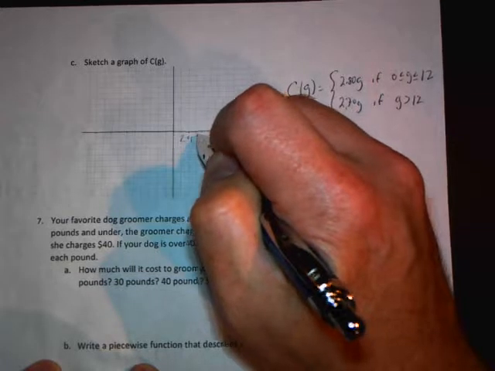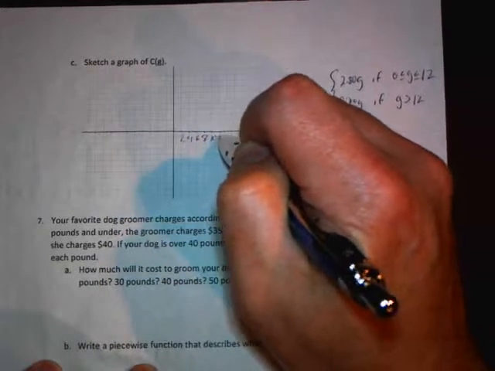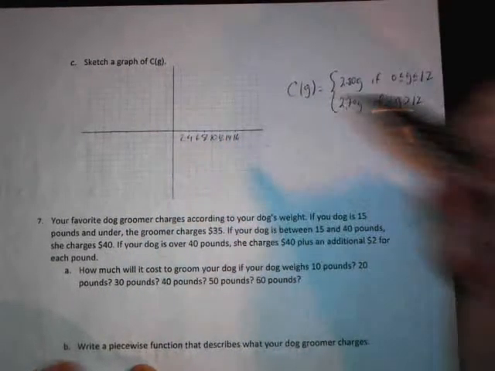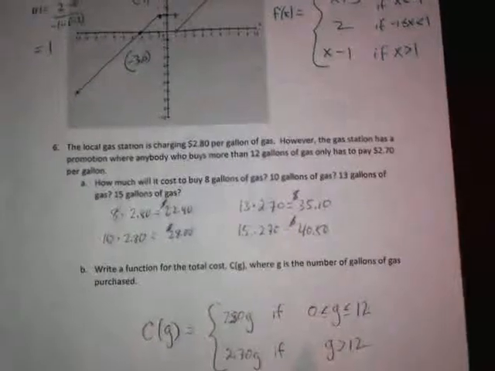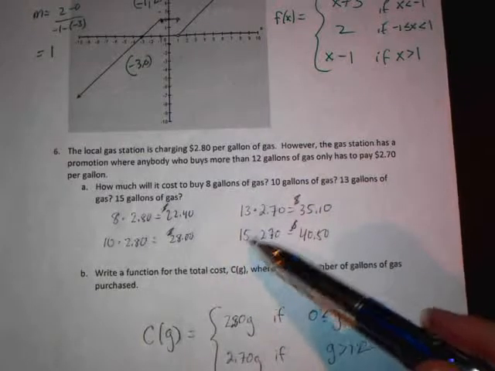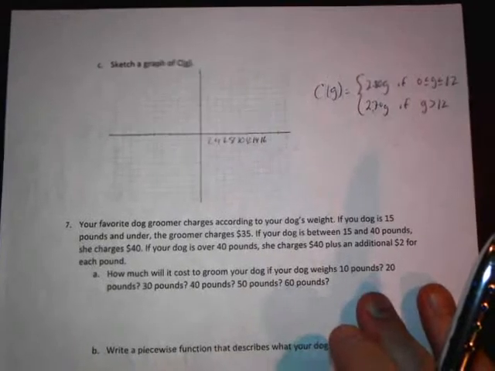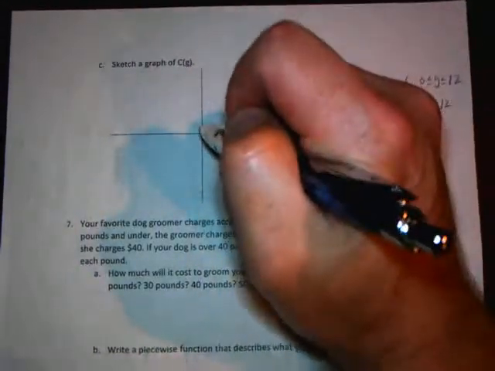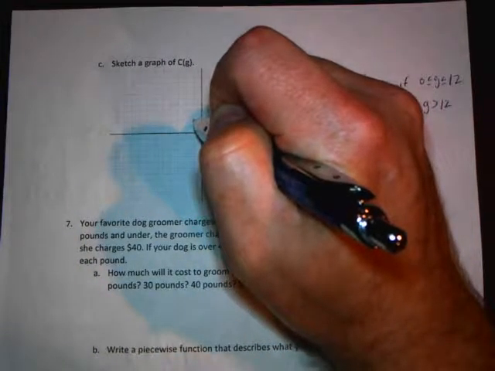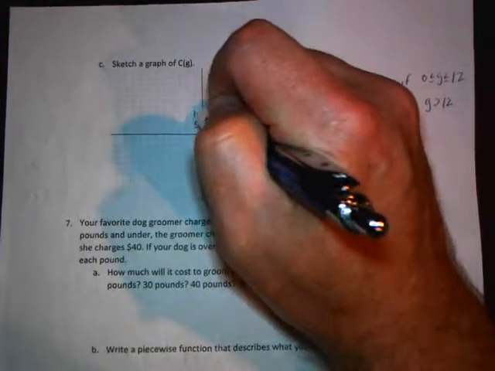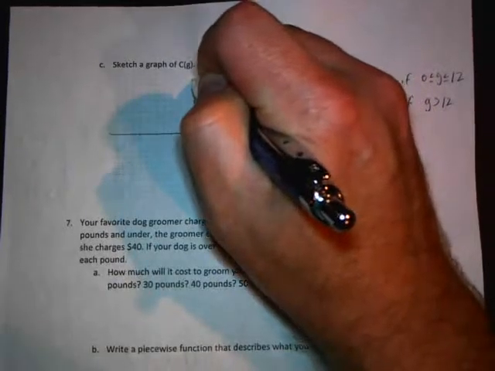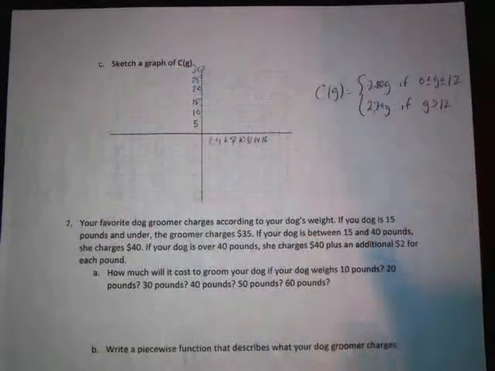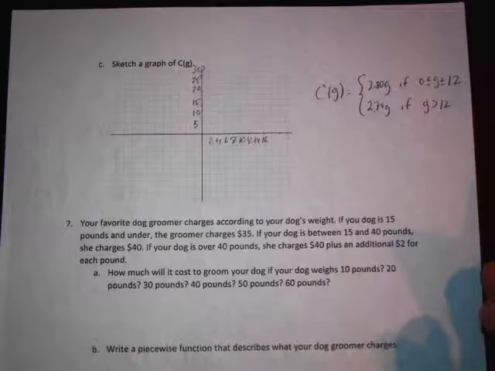Okay, so on my scaling here, I think I'm going to go 2, 4, 6, 8, 10, 12, 14, 16, so on and so forth. And looking at my y-axis, if I have 15 gallons, I've got to get up to $40. So it might make sense to go 5, 10, 15, 20, 25, 30. Maybe I didn't go quite enough. We'll make it work here.